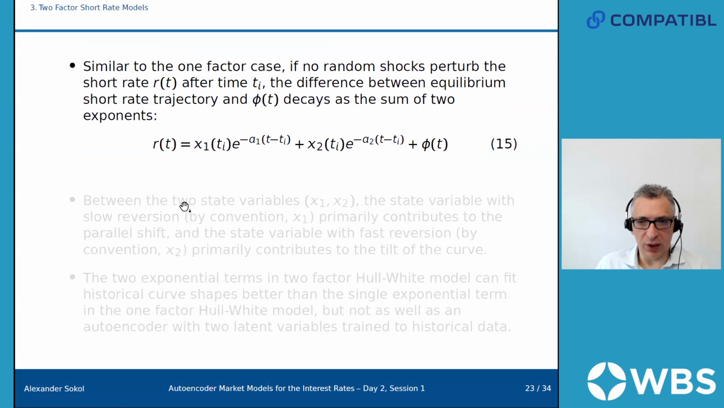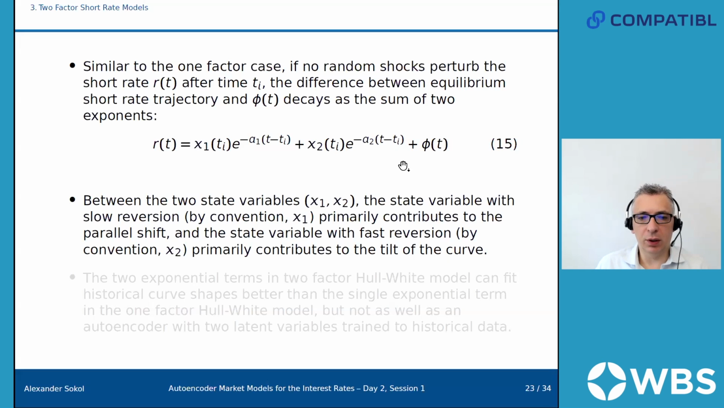So similar to the one-factor case, if no random shocks perturb the short rate after time t_i, the difference between the equilibrium short rate trajectory and phi decays as the sum of two exponents, right? So you have one exponent, a second exponent, and something that's deterministic but depends on time. The time dependence here is pure exponential because the multiplier does not depend on t. So it's two exponents as a function of time plus some dependence that does not change. So, the two state variables: by convention, the state variable with slow reversion, which is x1, normally contributes primarily to the parallel shift.